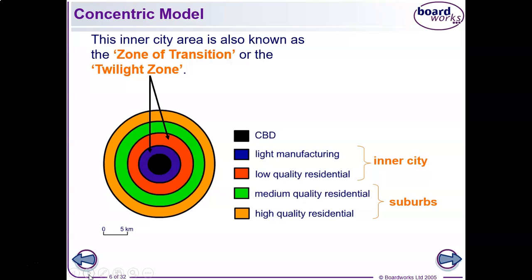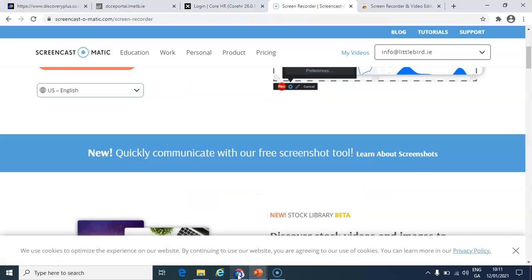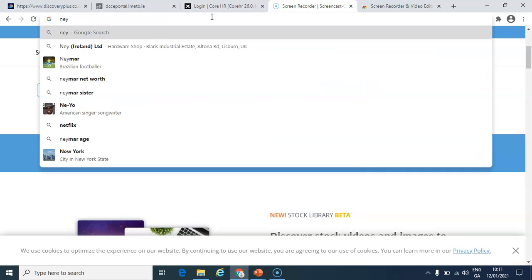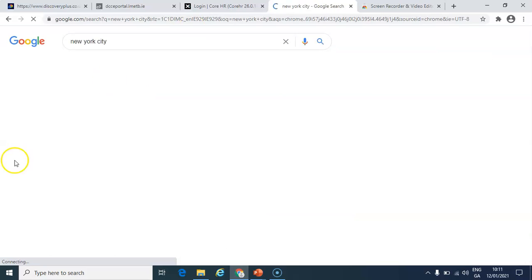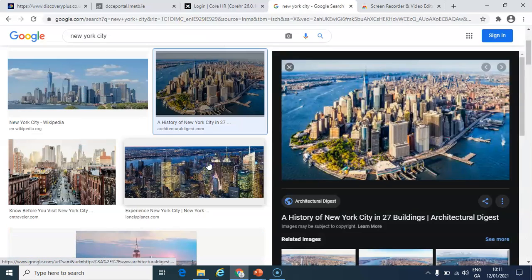Don't worry if you're not too familiar with these places that I'm talking about. I will give you examples later. Okay, so if I can, I'm just going to show you a picture of New York City. Okay, and there's a nice image. This is the picture that I want you to have a look at.